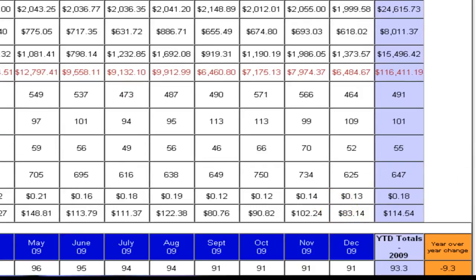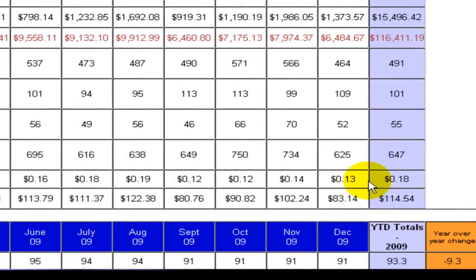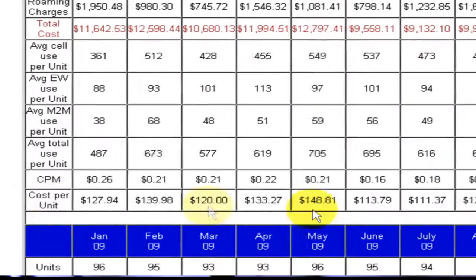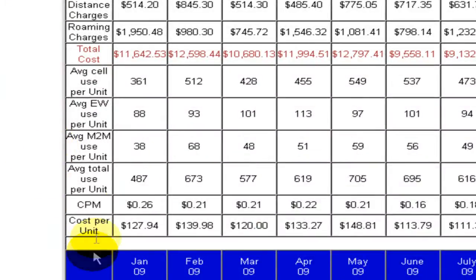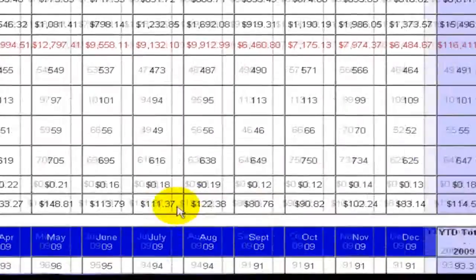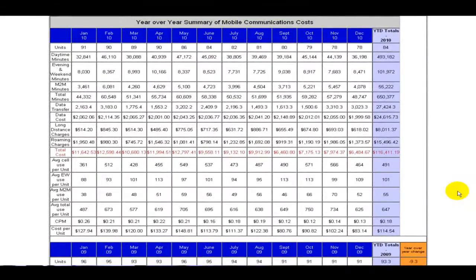Oftentimes carriers will come out with new plans that might reduce charges. In this particular case, I know that a significant change was made in the month of May to a brand new pooling plan, and as we can see that significantly reduced the cost per minute throughout the rest of the year. Similarly, cost per unit takes total cost divided by the number of units, and we see that again, with that change made in the month of May, the cost per unit has significantly dropped each month after that.